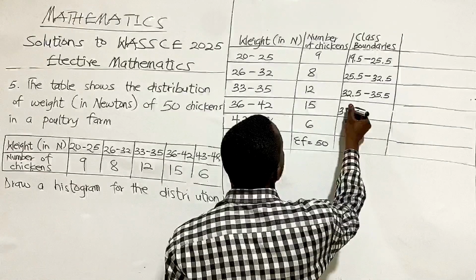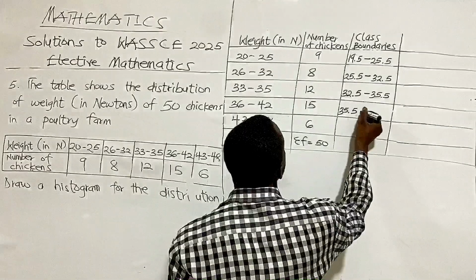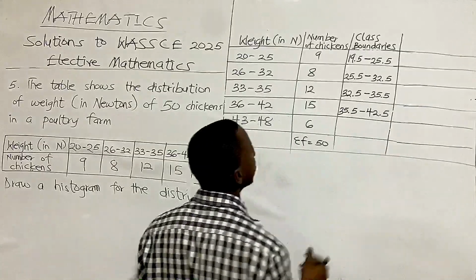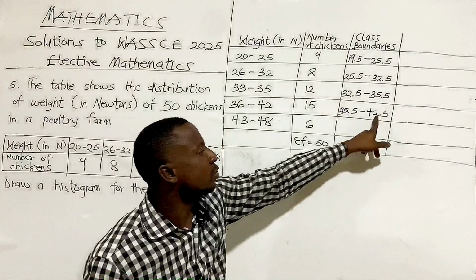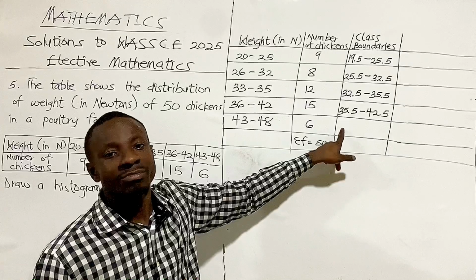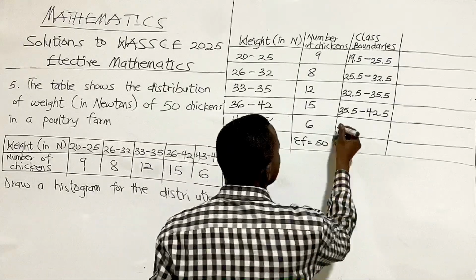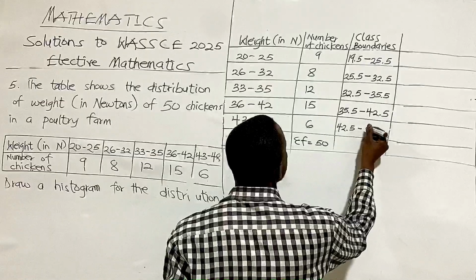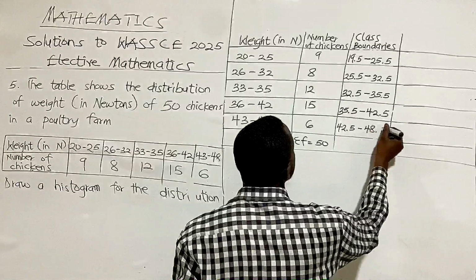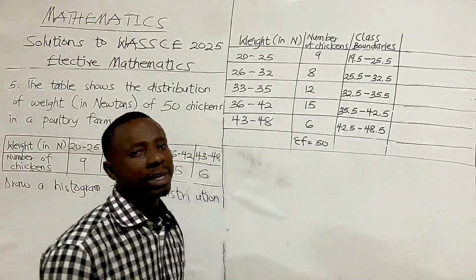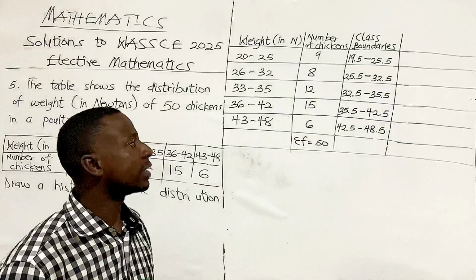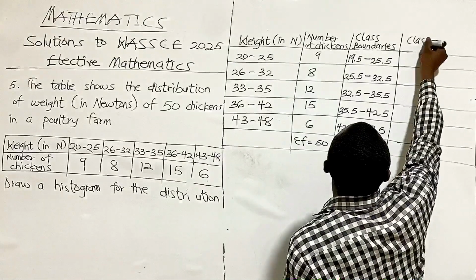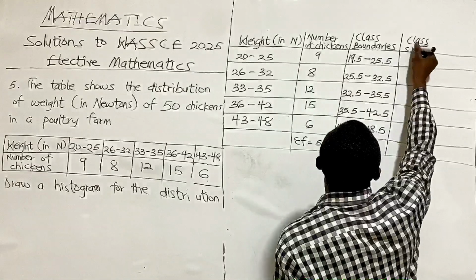So we have 35.5 to 42.5. Then 42.5 will also start from here. So we have 42.5 to 48.5. The next column is going to be the class size.